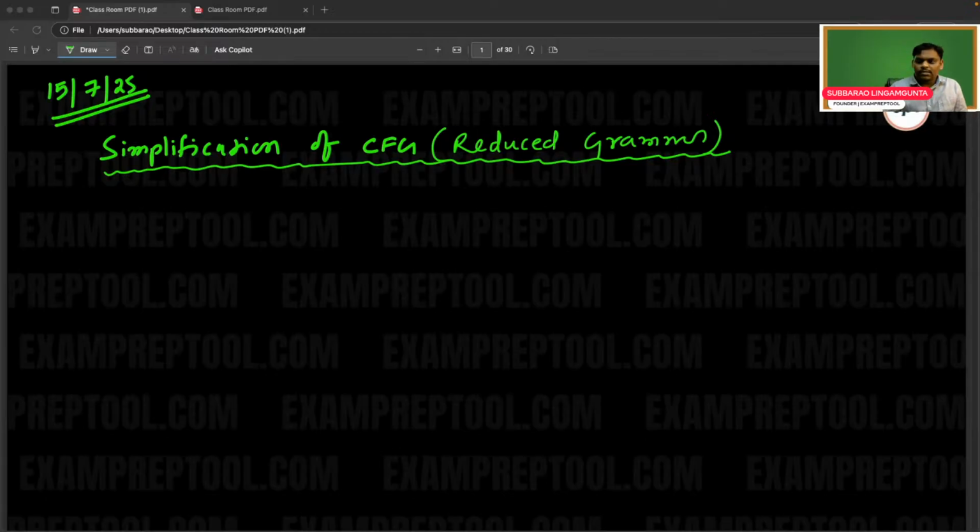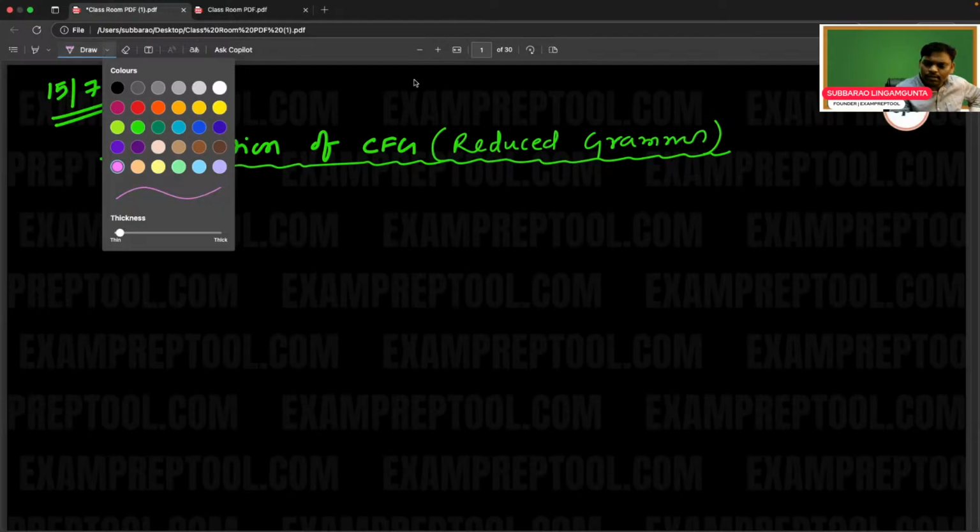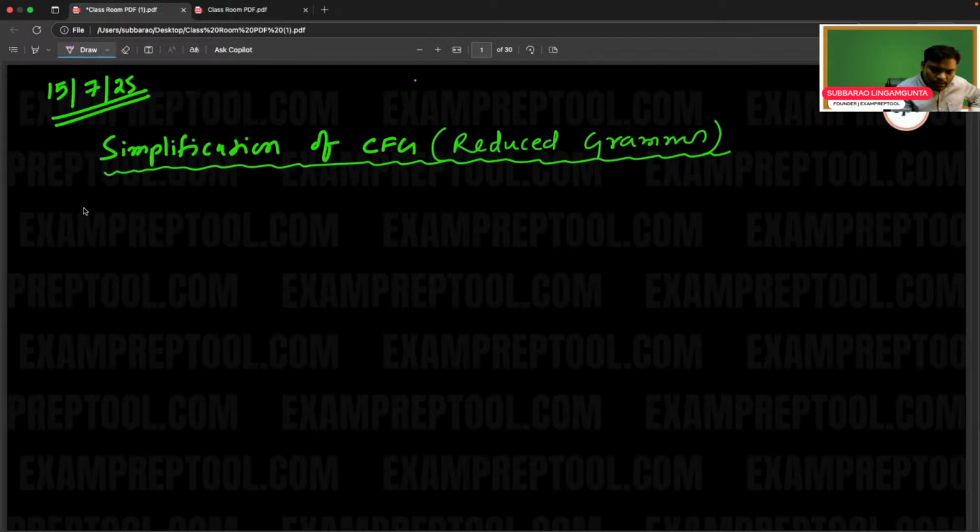This is the starting of today's class. Simplification of context-free grammar. This topic internally contains three things. One is null production elimination. That is the first point.